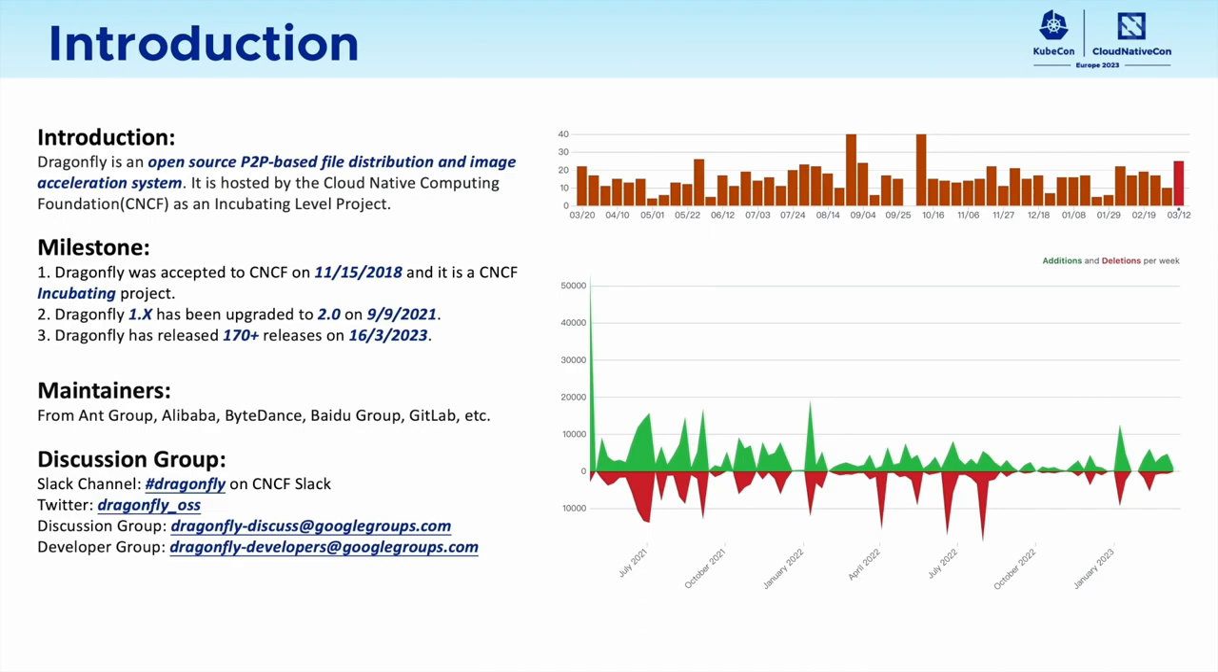Now Dragonfly has been released more than 170 times, and the project has had active commits for a long time. We can refer to the first picture, which is the commit data for the past year. Dragonfly maintainers come from different companies, including Ant Group, Alibaba, ByteDance, Baidu, and GitLab. Listeners who are interested in the project can join the community through the link below and discuss the future development of the project with us.